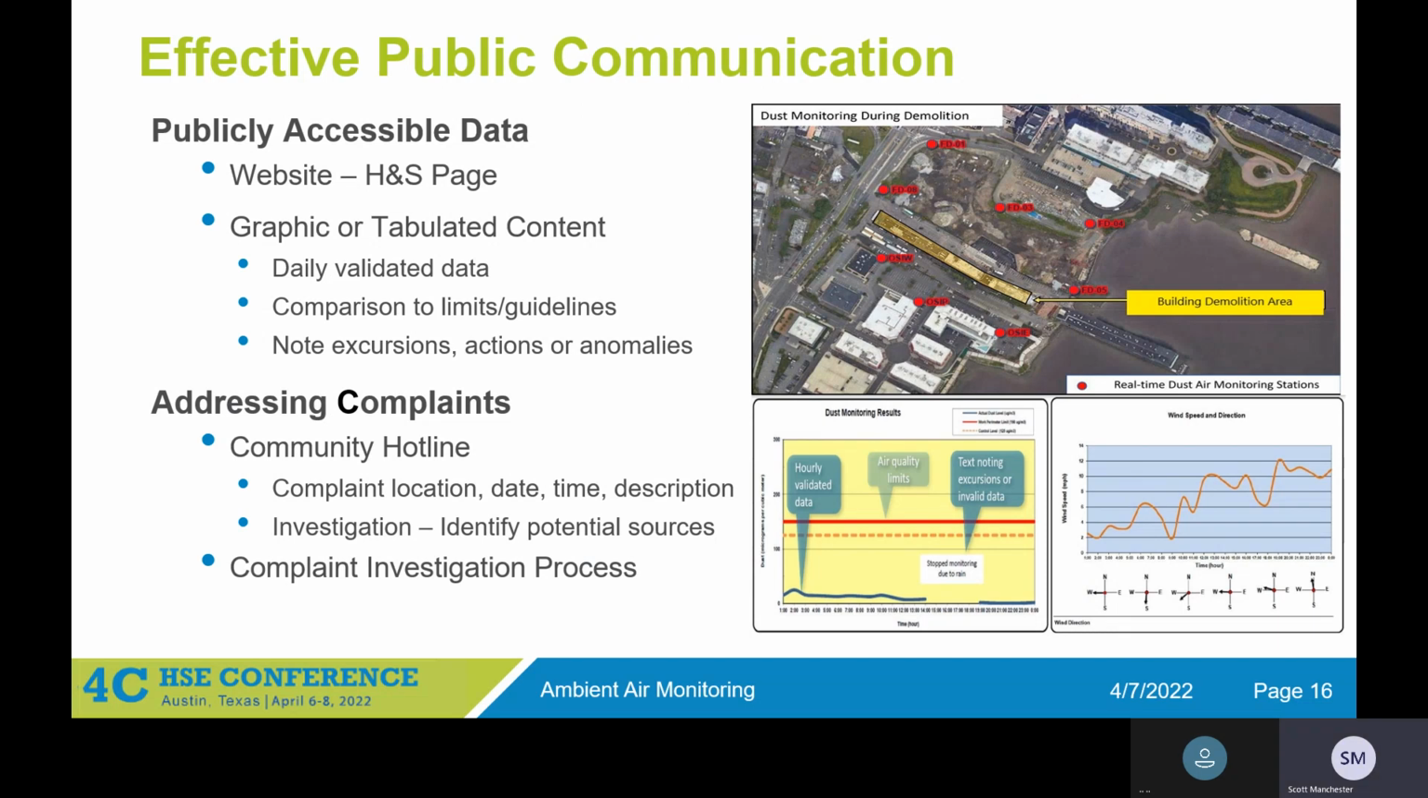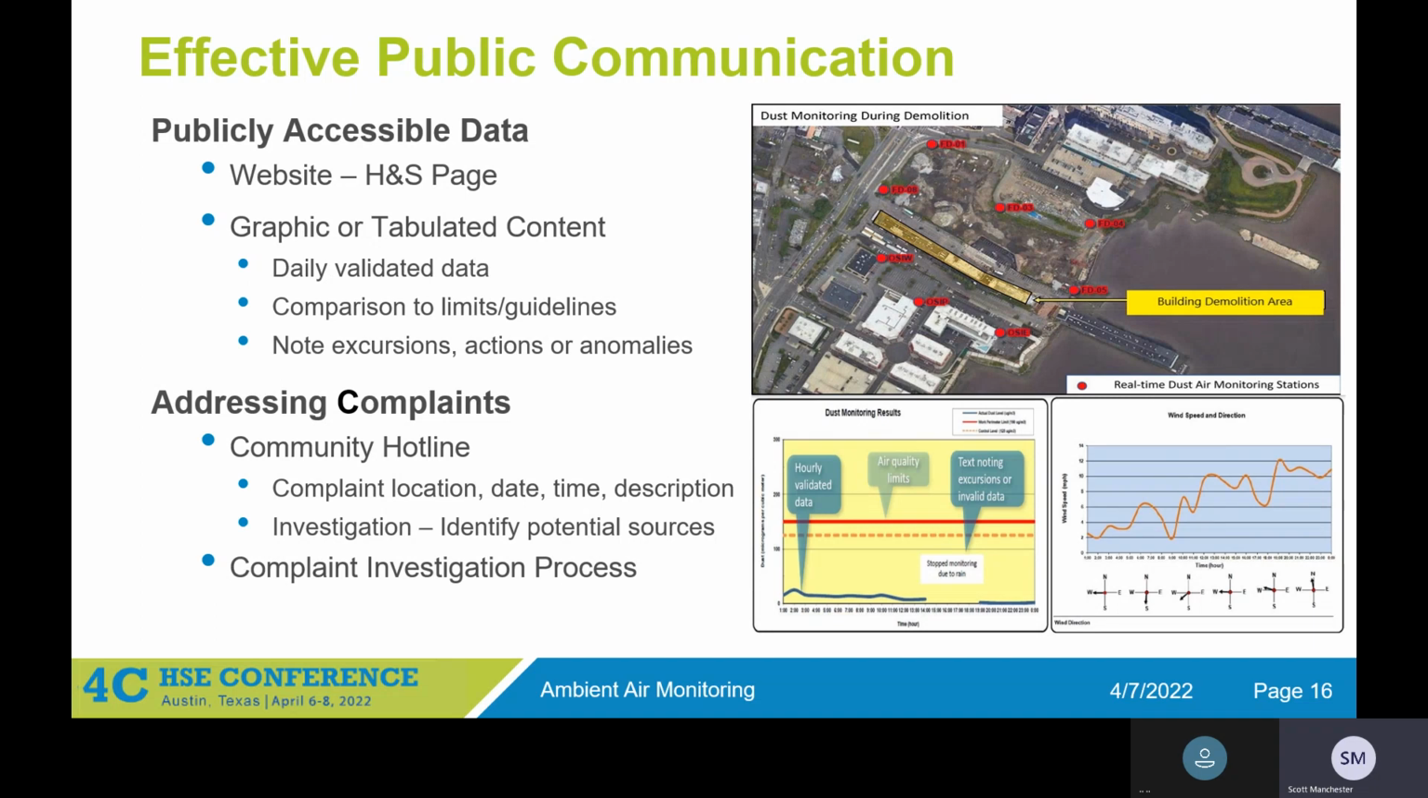The other important part of effectively communicating the air monitoring program results with the public is addressing complaints. We found setting up a community hotline can be very effective in giving people an avenue to address their concerns, but having the right details is important.